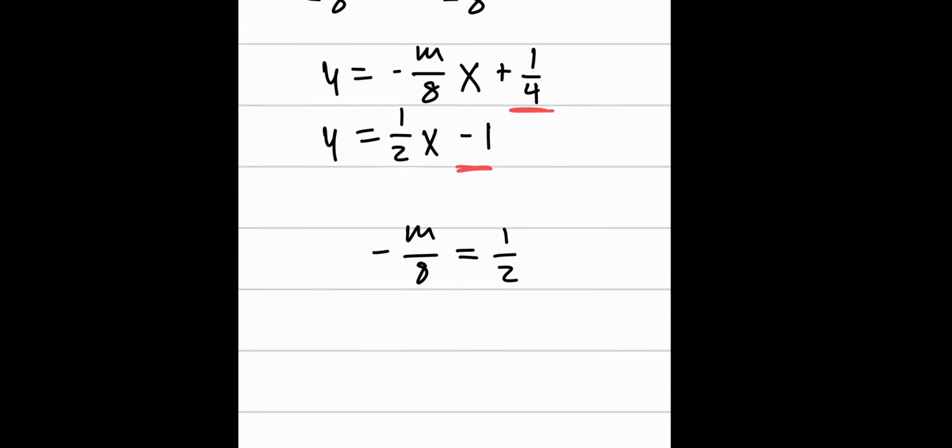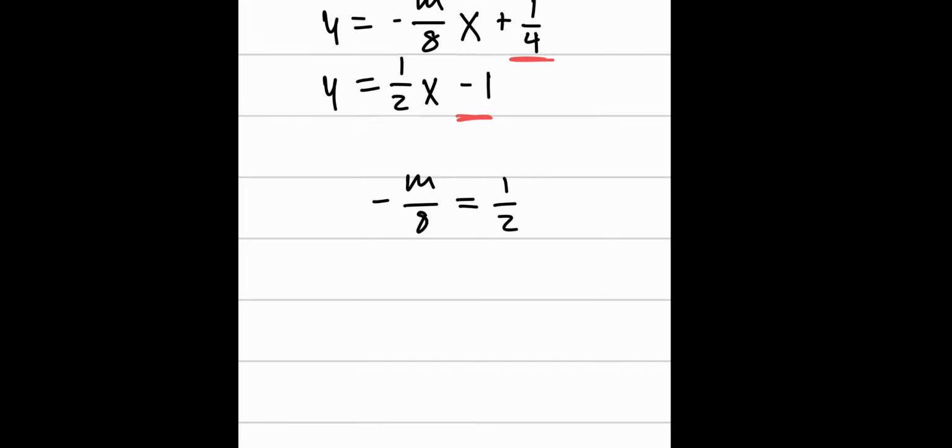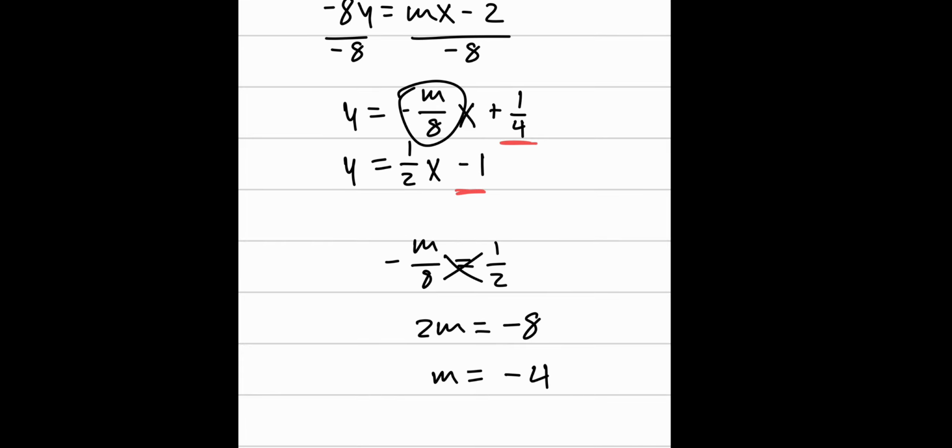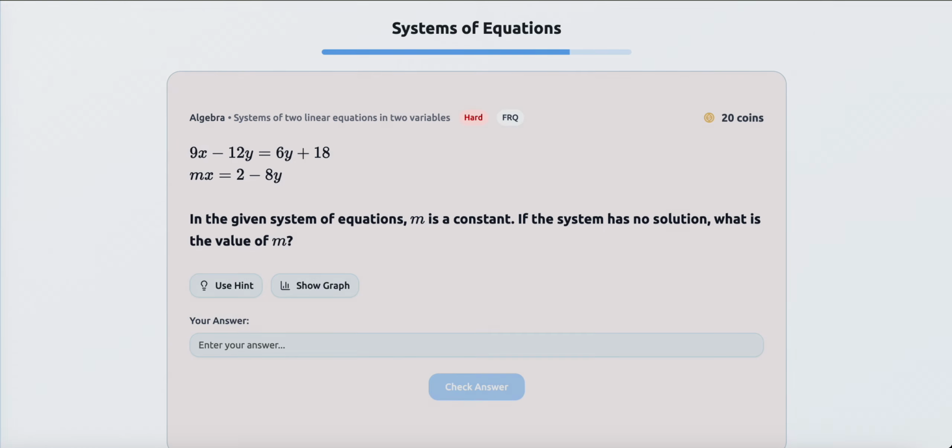Same slope, different y-intercept. Well, if we solve this one for m, we can cross multiply, right? We get 2 times m is equal to 1 times negative 8, or 2m equals negative 8. Divide both sides by 2, and we get m is equal to negative 4. So if you plug in m equals negative 4, then the slope just becomes positive 1 half, right? So that's what we want. We want our two slopes to be the same but different y-intercepts. And for that to happen, we want m to equal negative 4. So that's going to be our solution.